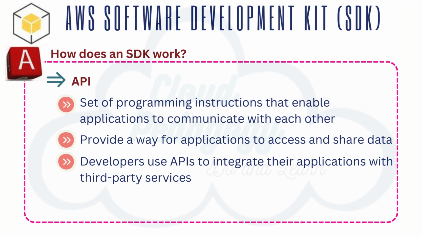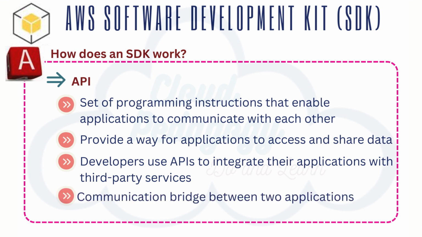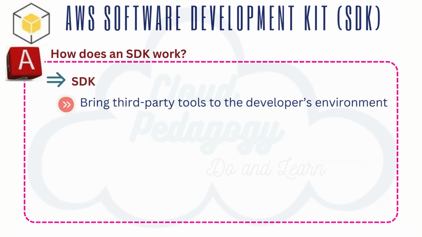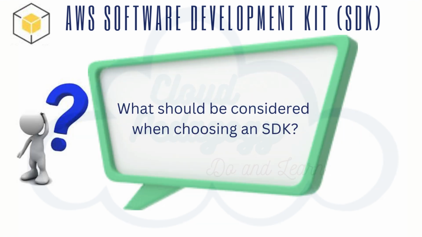Developers use APIs to integrate their application with third-party services, such as social media networks or payment processors. APIs are a communication bridge between 2 applications. SDKs, on the other hand, bring the third-party tools to the developer's environment.